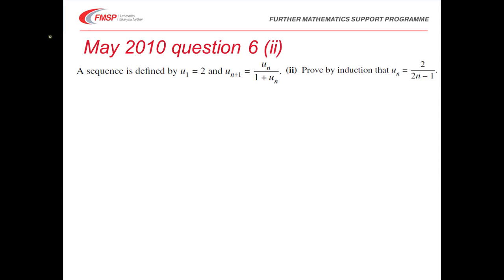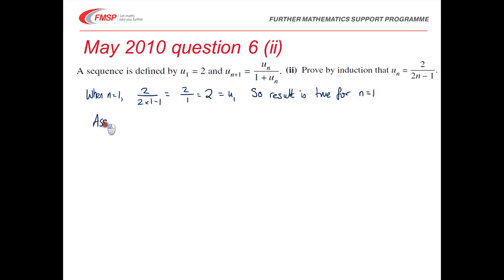Then the proof by induction. Make sure you take this carefully step by step and don't cut any corners. So the first thing to do is to consider when n equals 1. Our result there, 2 over 2 times 1 minus 1, is 2 over 1, which is 2, which is equal to the given value for U1. So the result is true for n equals 1.